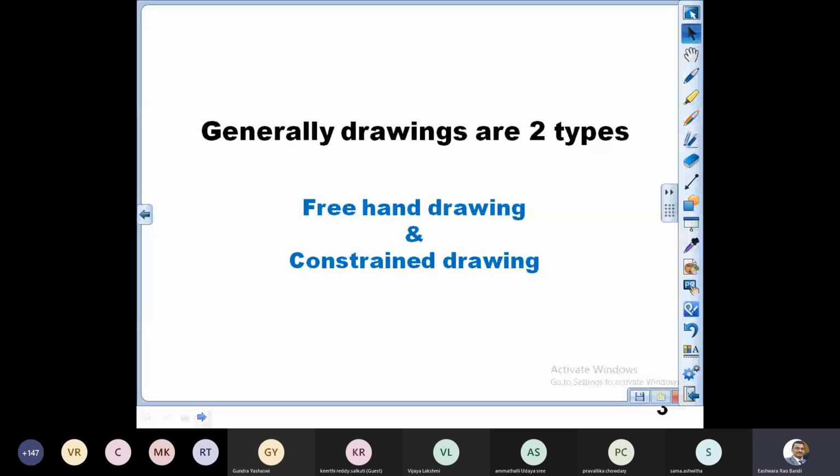See, we have discussed already that the drawings are of two types. The first one is freehand drawing, and the second one is constrained drawing. So what is freehand drawing? If you want to draw a house, how a kid draws.